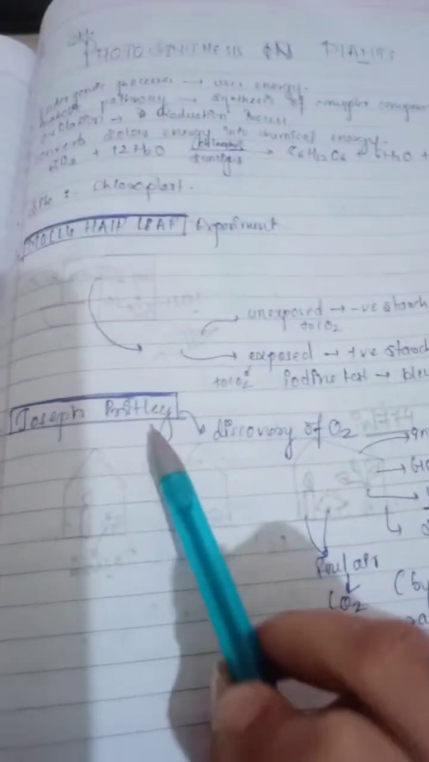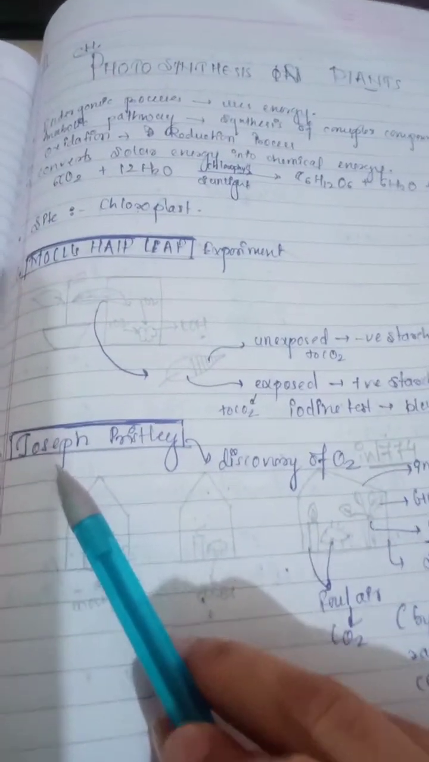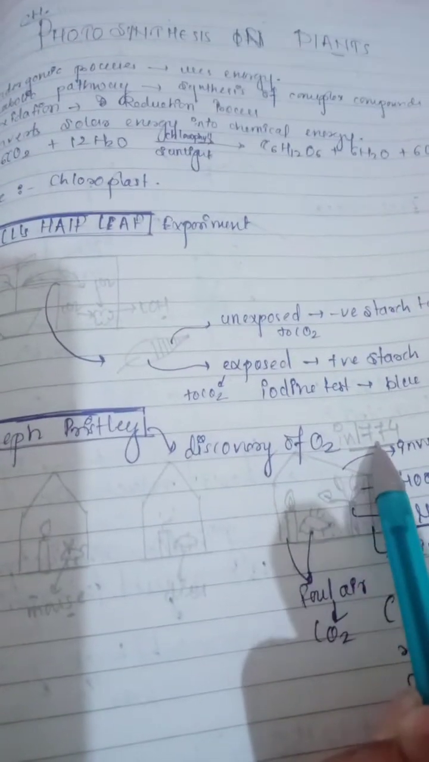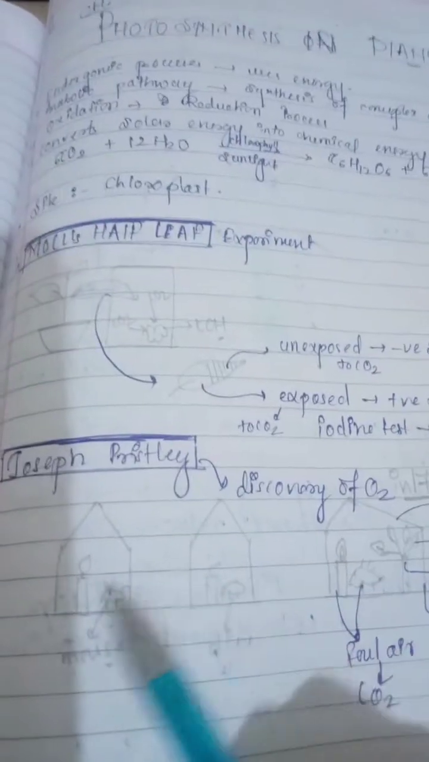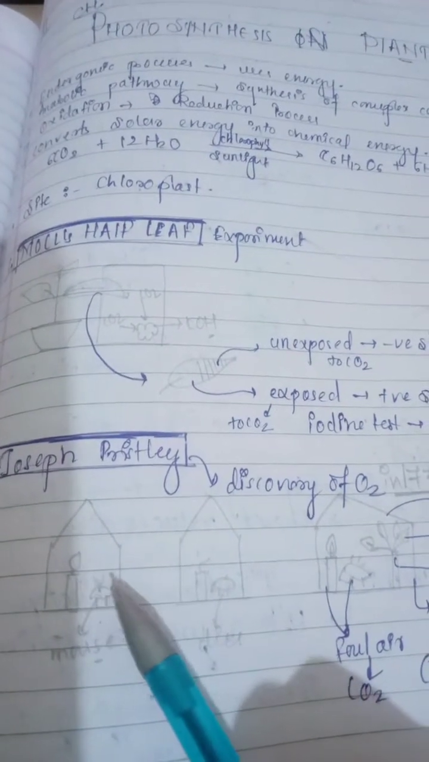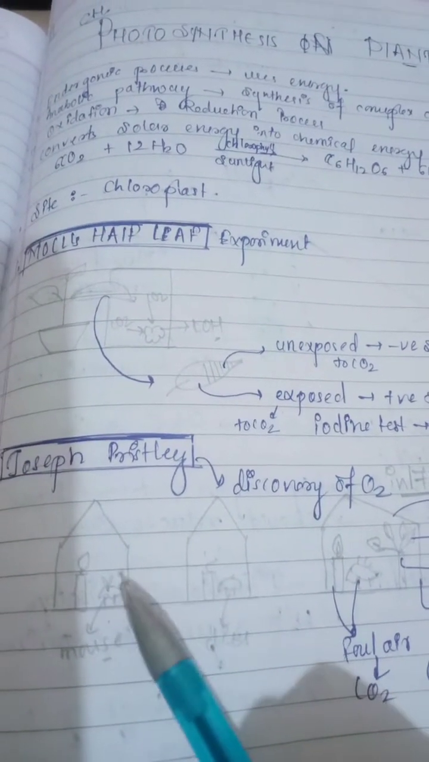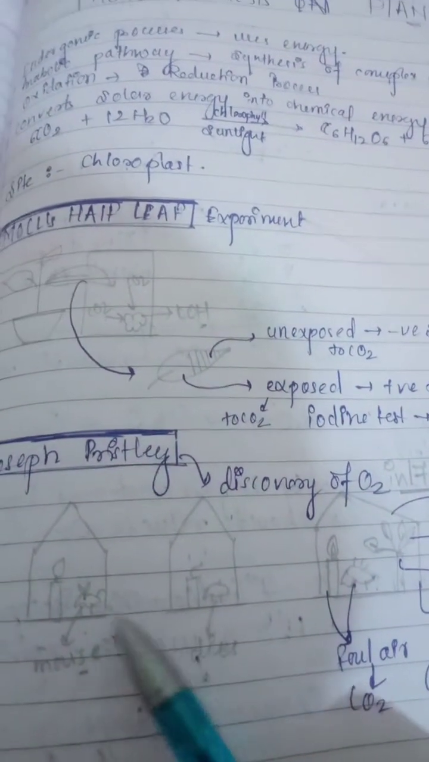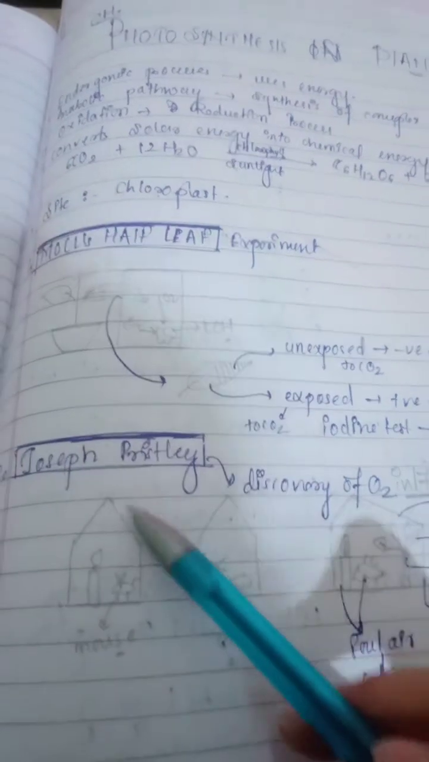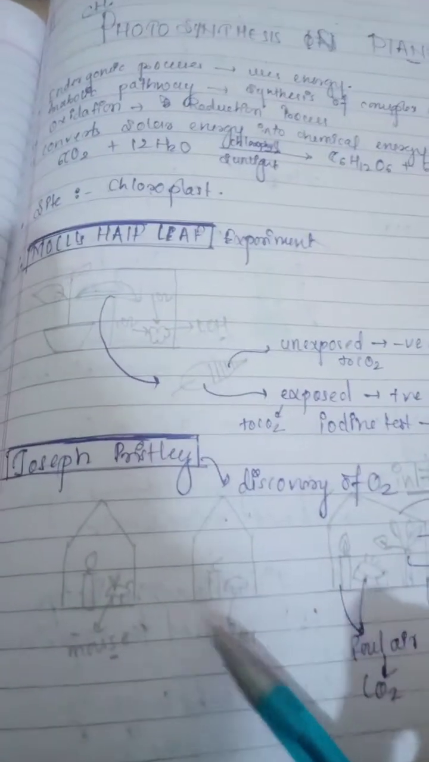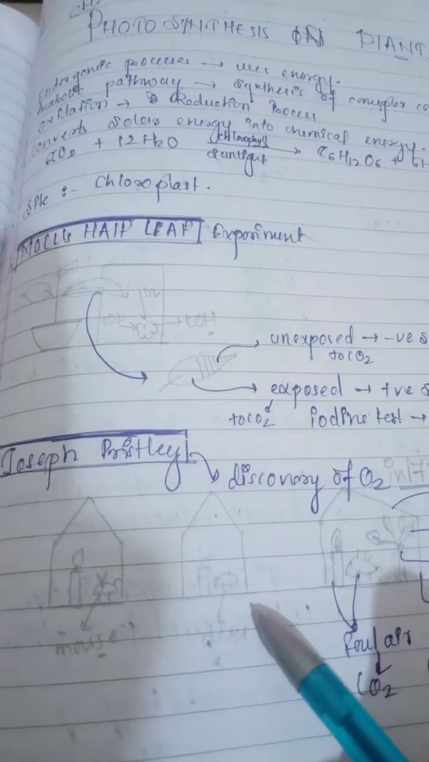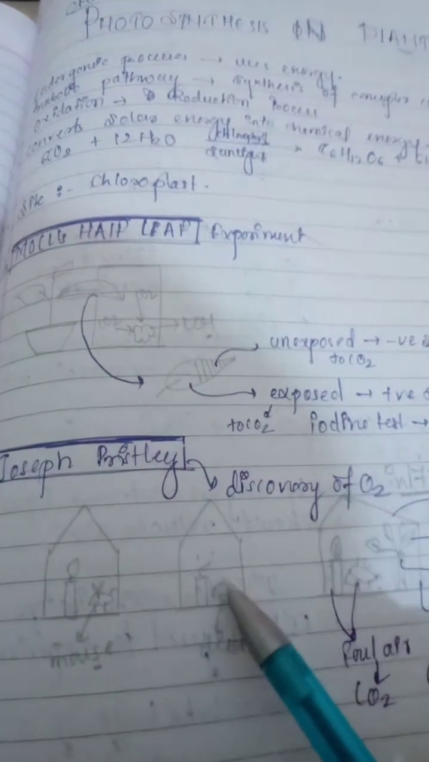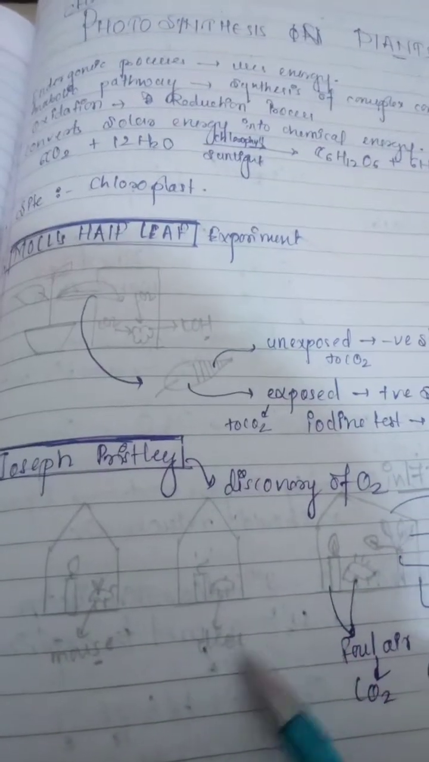Now next is Joseph Priestley's experiment. Joseph Priestley is credited with the discovery of oxygen in 1774. So this is a candle and this is a mouse, and this whole setup is covered by a lid. When we cover it by the lid, there is no oxygen, and the mouse releases carbon dioxide, so it dies.